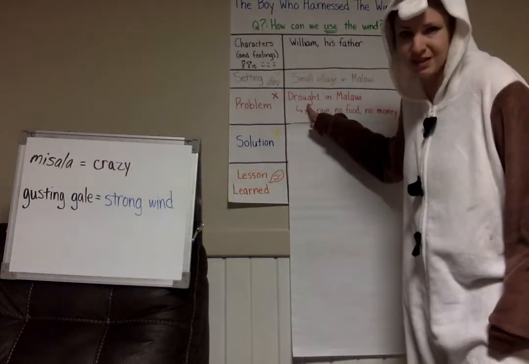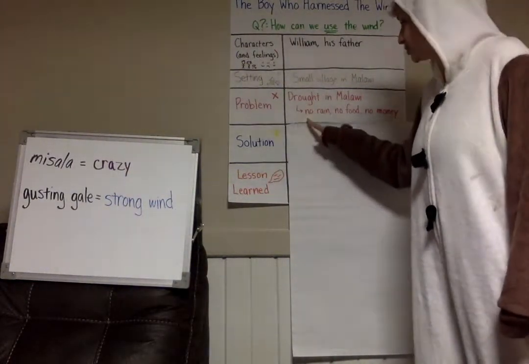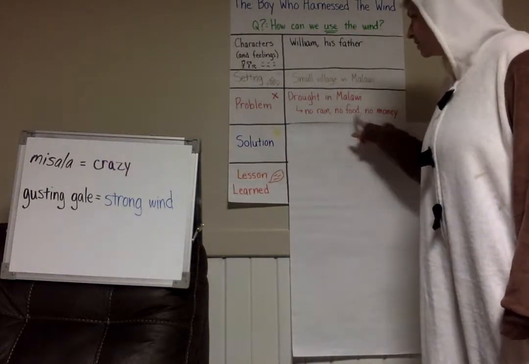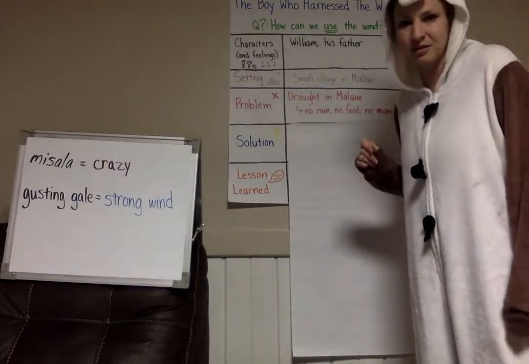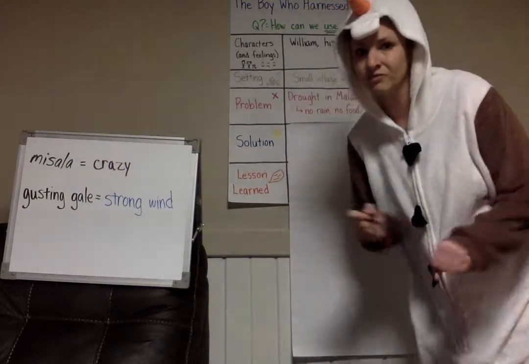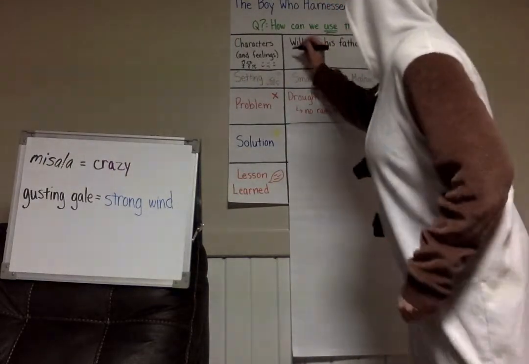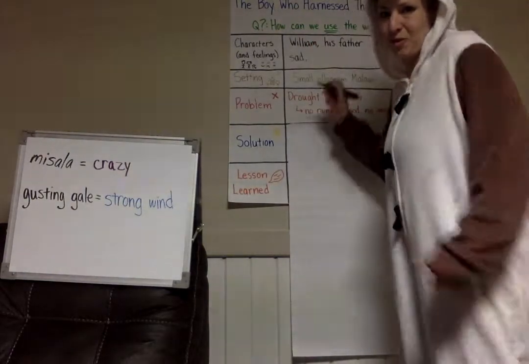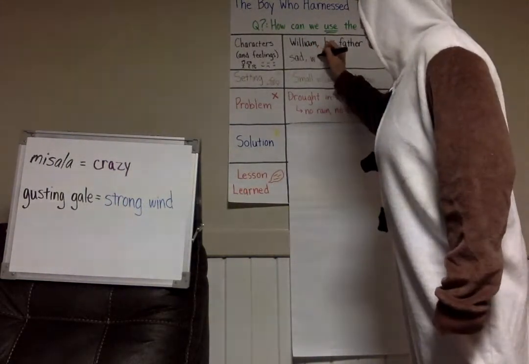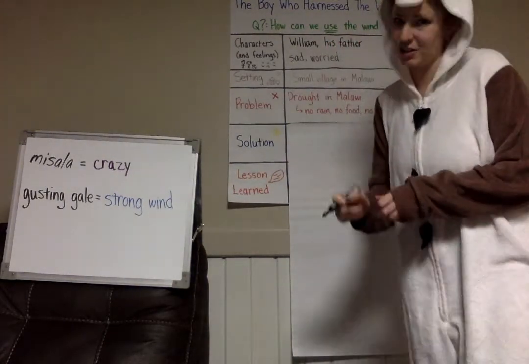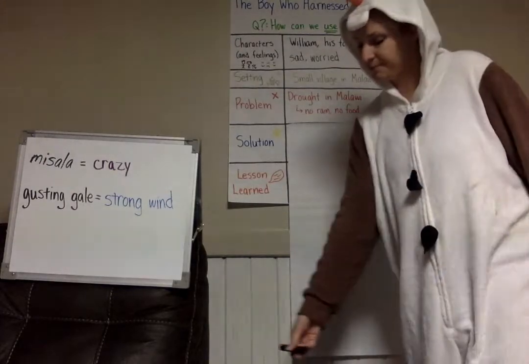Remember what that word drought means? Right, there was no rain, which meant they didn't have any food, and they had no money. So because of this problem, they had that drought in Malawi, how are William and his father feeling? Sad? Yeah, I would agree with that. I was also thinking they were a little bit worried, right? Because they knew they didn't have any food, they didn't have money, they didn't know what they were going to do. I wonder if their feelings are going to change when we read the rest of the story. We're going to find out.